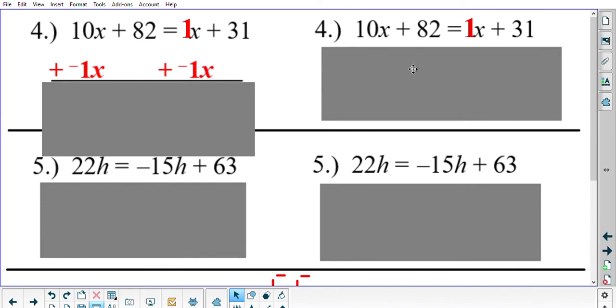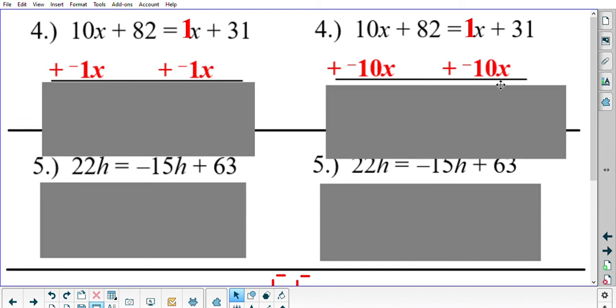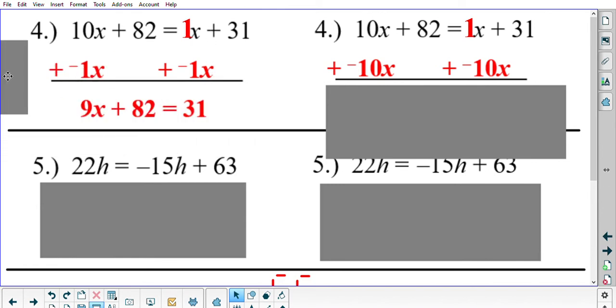So that's one way of doing it. The other way of doing it is adding by negative 10x, like I had just said a few seconds ago. If you add by negative 1x, then you're going to get 9x on the left-hand side plus 82 equals 0, because that's what 1x plus negative 1x is, and 0 plus 31 is just 31.